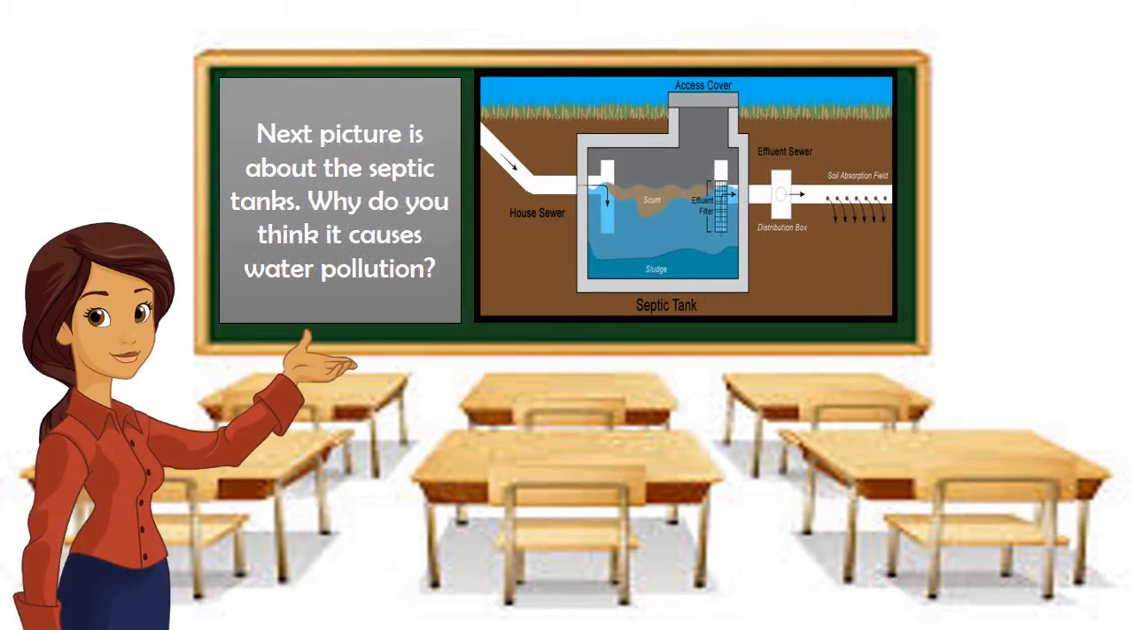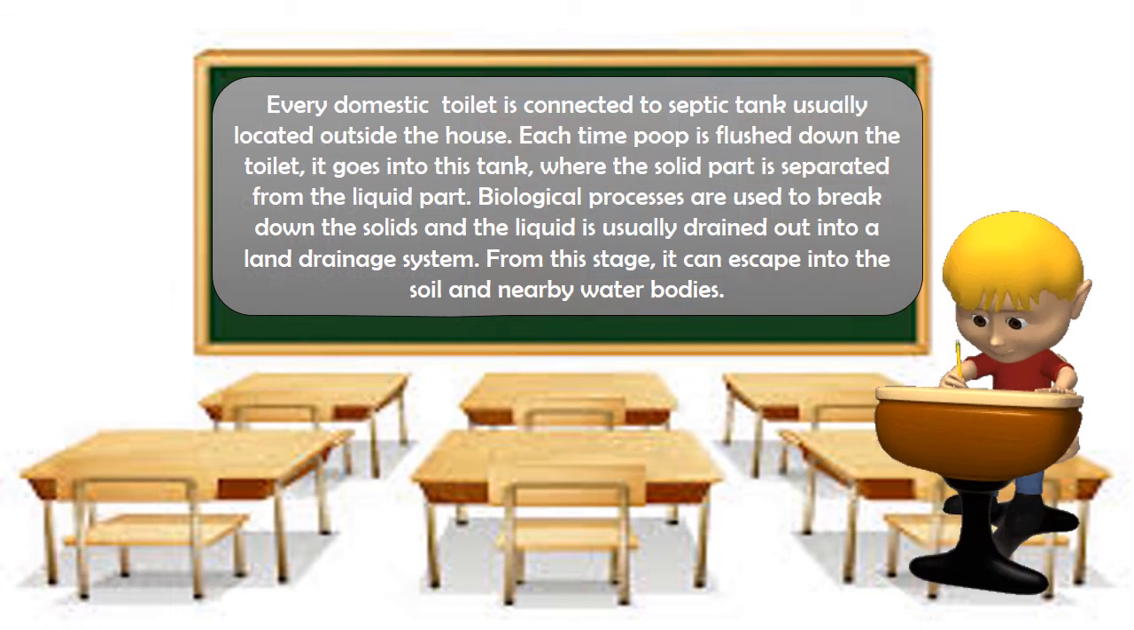Splendid. Next picture is about the septic tanks. Why do you think it causes water pollution? Every domestic toilet is connected to a septic tank, usually located outside the house. Each time waste is flushed down the toilet, it goes into this tank, where the solid part is separated from the liquid part. Biological processes are used to break down the solids and the liquid is usually drained out into a land drainage system. From this stage, it can escape into the soil and nearby water bodies.